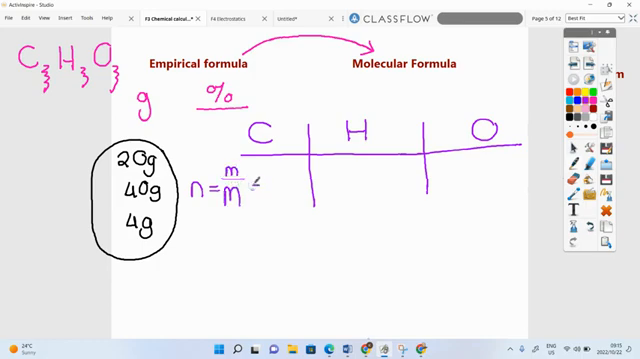Small m over big M. Sorry, I can't kill that noise now. You just have to ignore them.